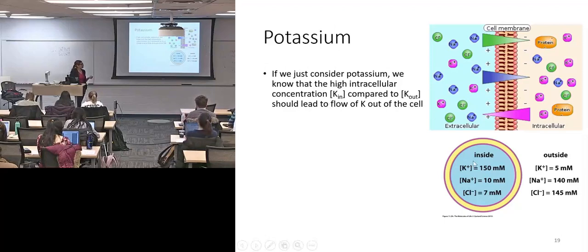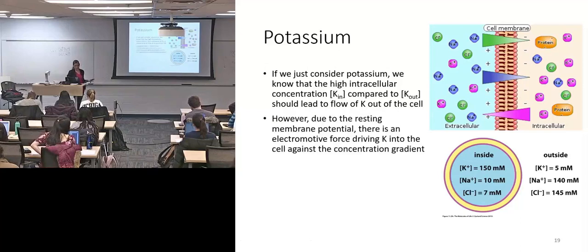So inside the cell, we have potassium ions at 150 millimolar, and outside the cell, at rest, steady state, no net change, we'd have 5 millimolar. So we would expect this to lead to a flow of potassium out of the cell in terms of concentration or chemical gradient, right? That makes sense to us.